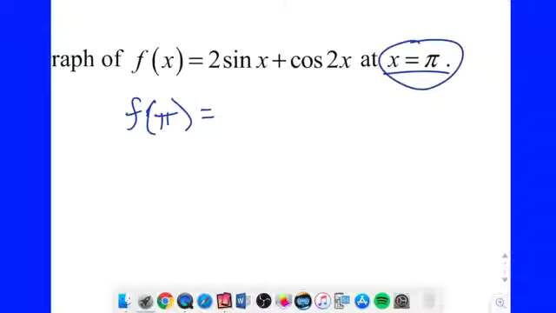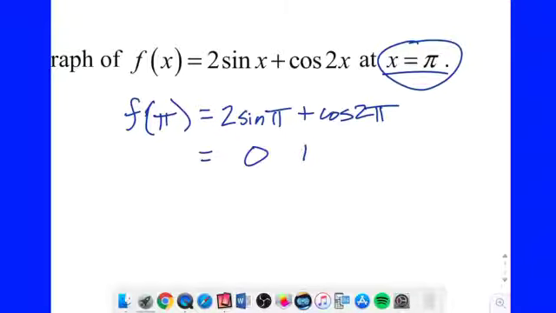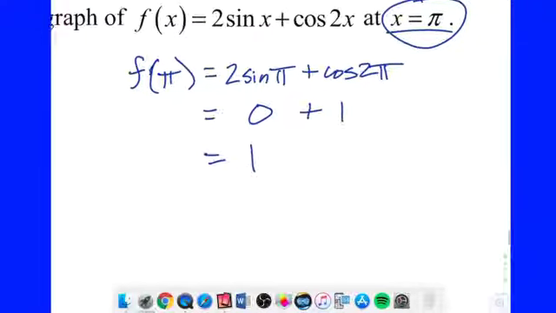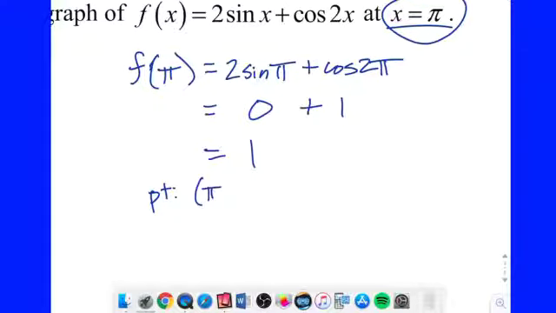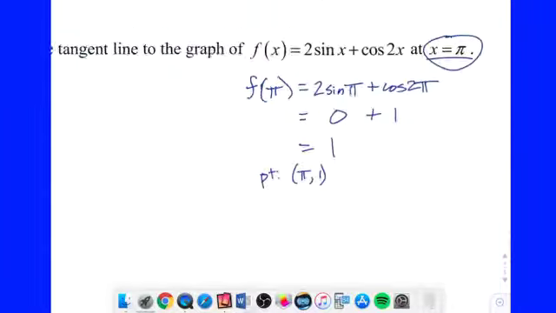To find y values, you plug it back into your y value machine, which is f of x. So that's 2 sine pi plus cosine of 2 pi. And that's an exact answer, but we'll simplify. Sine of pi is 0, cosine of 2 pi is 1, so we get 1. So the point, if you want to put it into a pre-measured bowl, which would be writing it as an ordered pair, putting it right in front of you, there it is.